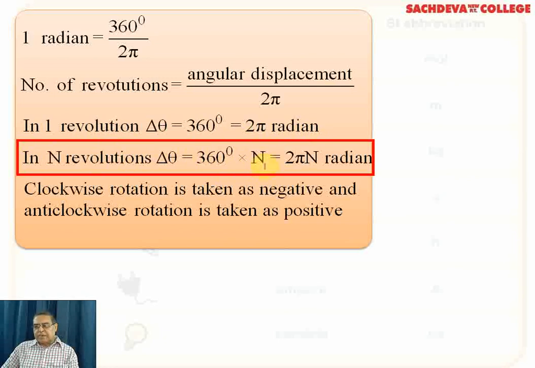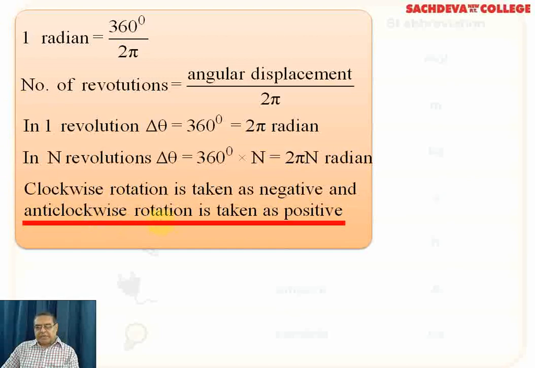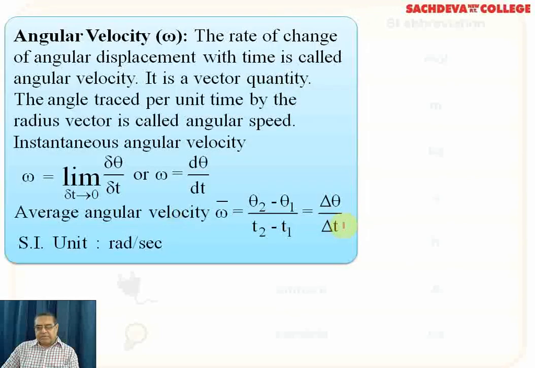360 degrees are replaced by 2 pi, and the net function will become 2 pi n radians. The clockwise rotation is taken as negative and the anti-clockwise rotation is taken as positive.